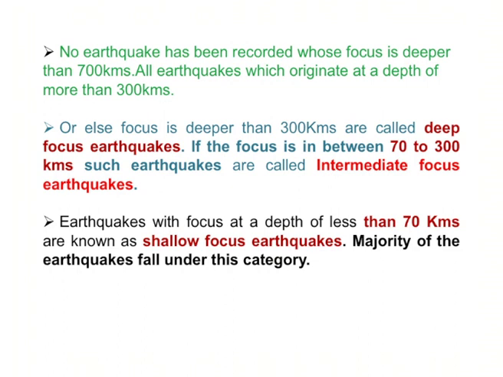Again, sometimes the earthquake focus is less than 70 kilometers, which are known as shallow focus earthquakes. The majority of earthquakes happen here only. I mean, from this category we get the maximum of shallow earthquakes. What are the reasons? Can we expect any reasons for these earthquakes? Yes, definitely we will expect some reasons or main causes.